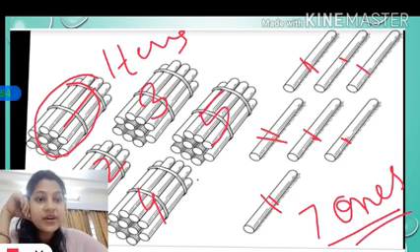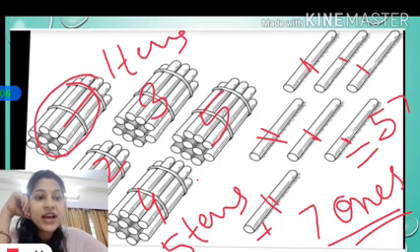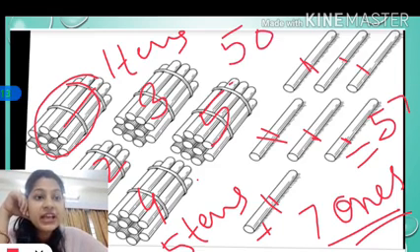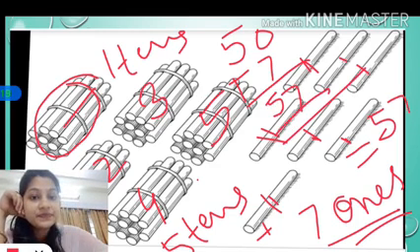5 tens and 7 ones is equal to 5 tens plus 7 ones, equal to what number? 57. Yes, 5 tens means 50 and 7 ones means 7. So we are going to add 50 plus 7, that is 57. You remember you have done this in your previous year.